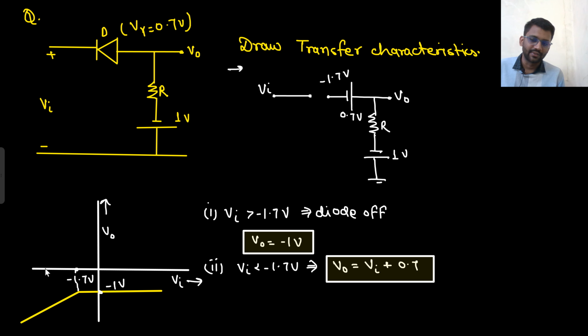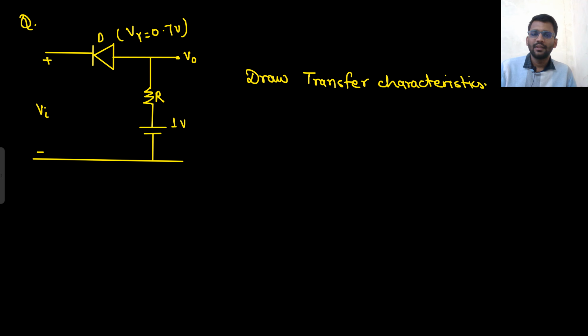So it will be lesser than minus 1, so it will be somewhere here. That's how you can check. So this is the transfer characteristics, that is V naught equals V in plus 0.7. Well and good. So that's how we solve the problem.